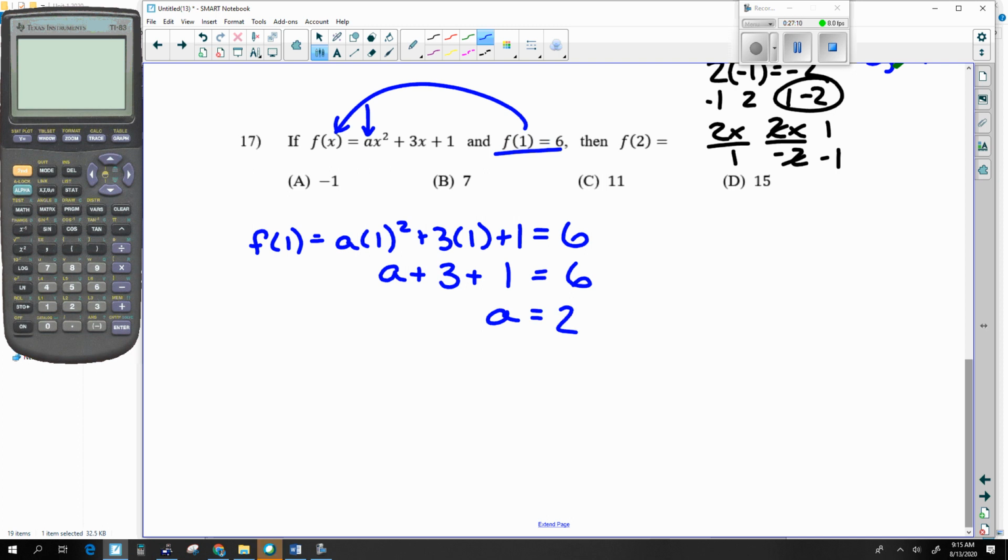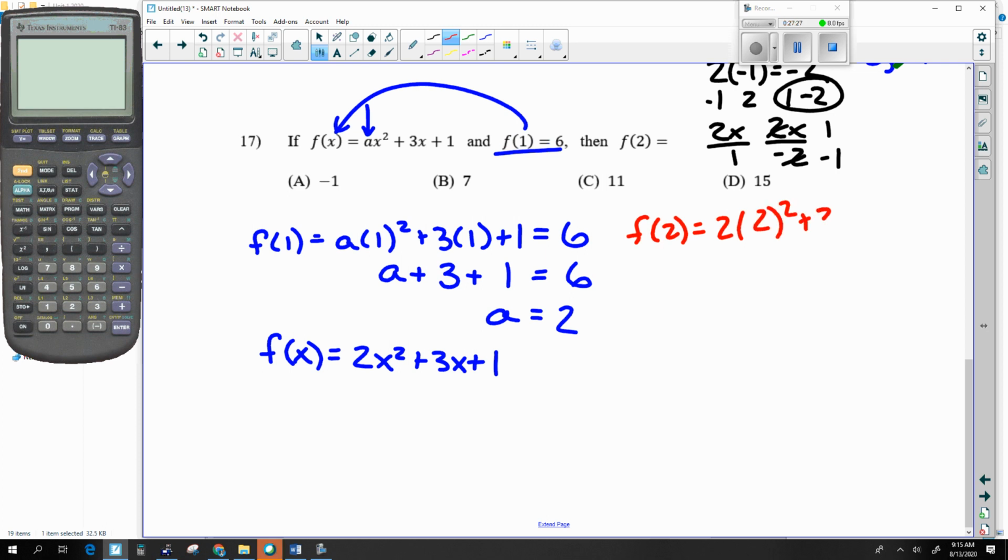All right, so now what I know is f of x is equal to 2x squared plus 3x plus 1. Now the ultimate question is, what is f of 2? So now I use my updated equation and figure out f of 2. So 4, 8, 6, 1.